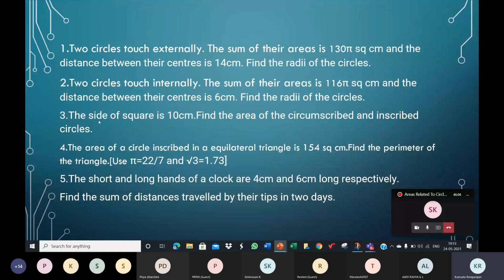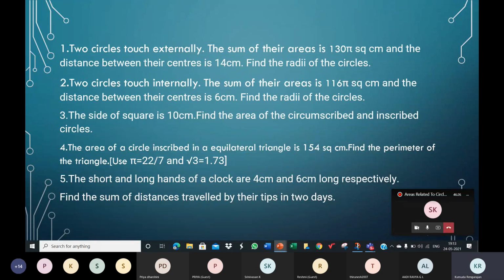Right, on to the third question. The side of a square is 10 centimeters. Find the area of the circumscribed and inscribed circles.